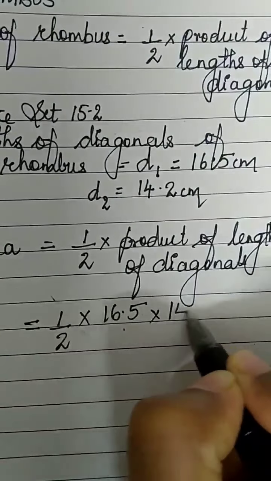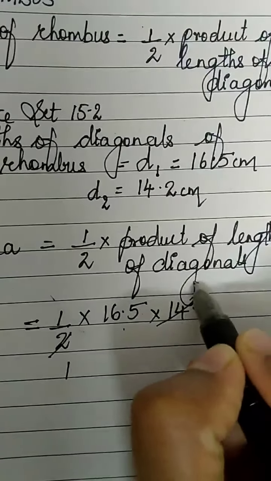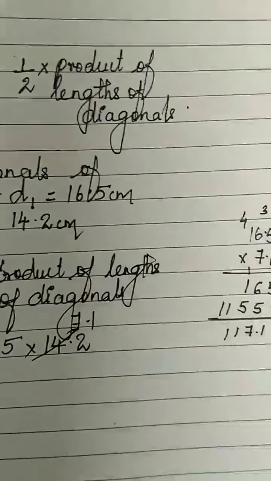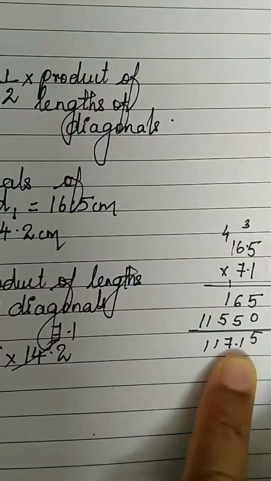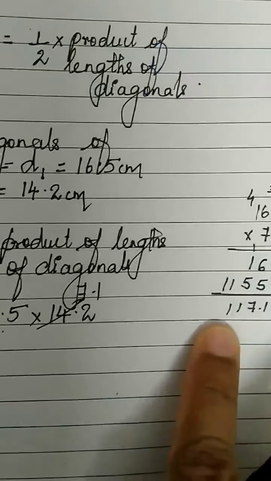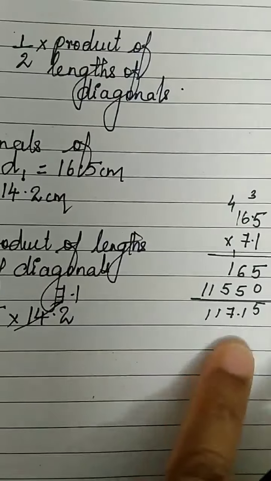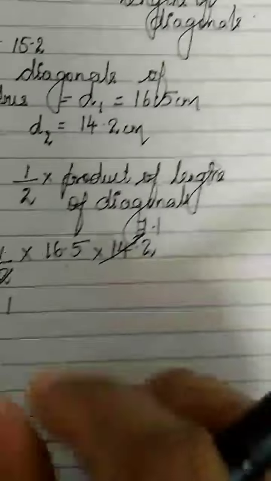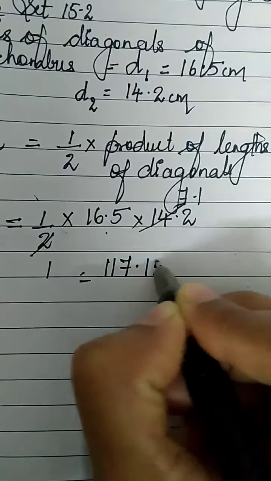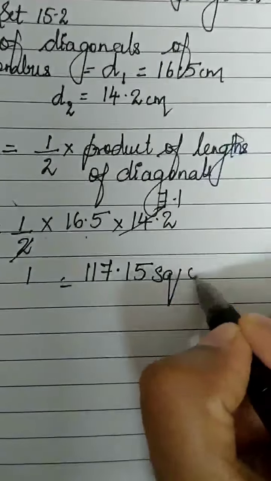Half into first diagonal 16.5 and the second diagonal 14.2. 2 and 14.2 we can cancel. 2 1s are 2, 2 7s are 14, so 7.1. Multiply 16.5 and 7.1. On multiplication we get the answer as 117.15. Children, you also do the calculation. Don't just blindly trust me. I may do some silly mistakes. So please cross check. 117.15 is what I got. This is area, so the unit of area is square centimeter.